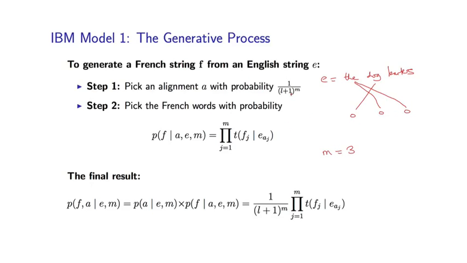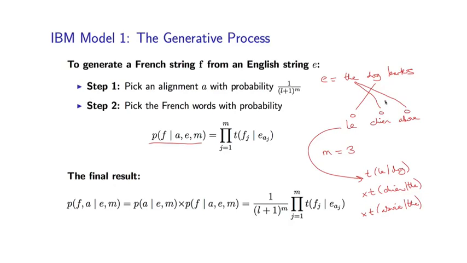Having done that, we then fill in the French words with a product of probabilities. So we might, for example, choose these 3 words. And this part of the expression would have probability t of le given dog times t of chien given the times t of a boy given the. Of course, this is a very unlikely alignment given these 2 sentences, but it's nevertheless possible.